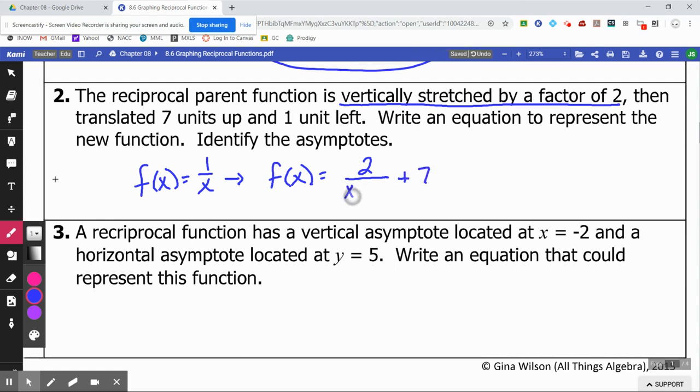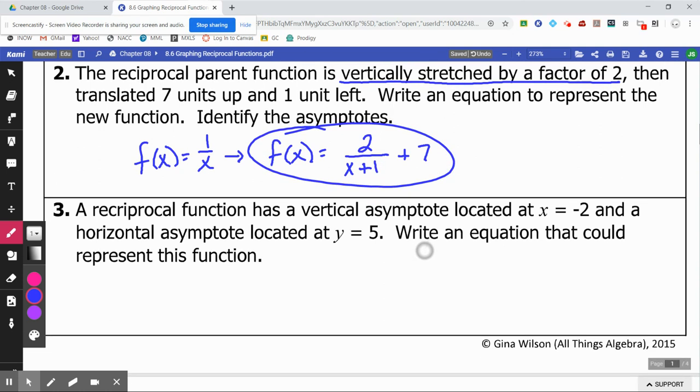Then we're going to translate it 7 units up, so we're going to add 7. And 1 unit to the left, and to go left, that will be a plus 1 on the bottom. There is your new equation.